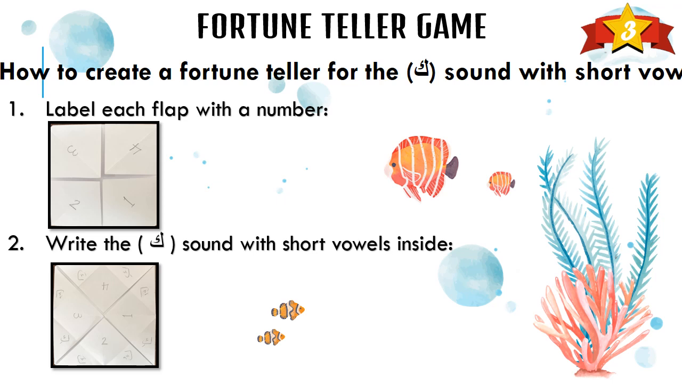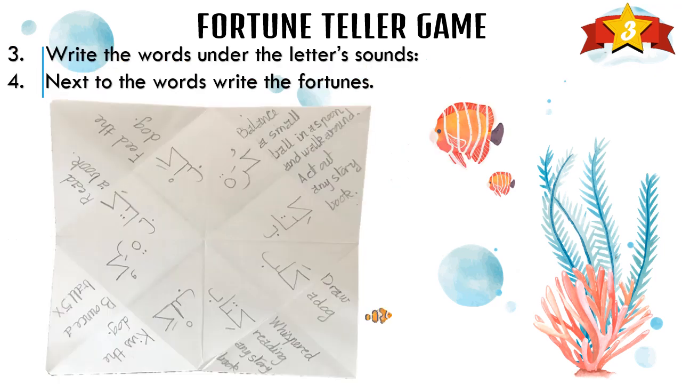If you want to work at level 3 and you are one of those who would like to try a new game, you can create your own fortune teller game by clicking on the link below the video. After you fold the paper, label each flap with a number. Then, write the Kah sound with short vowels inside. Next, write the words under the letter sound. And lastly, next to the words, write the fortunes. Enjoy playing the game and remember to share it with us in the seesaw.